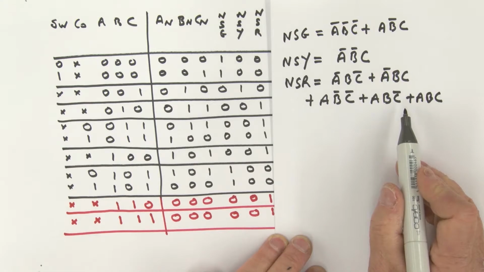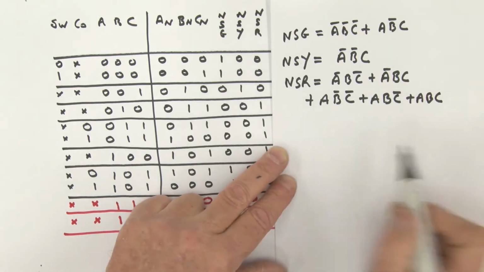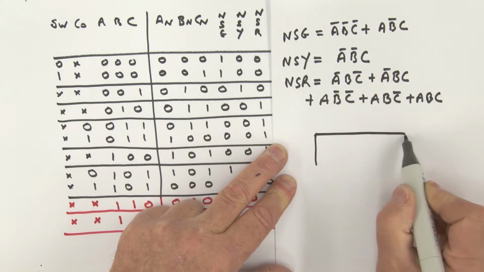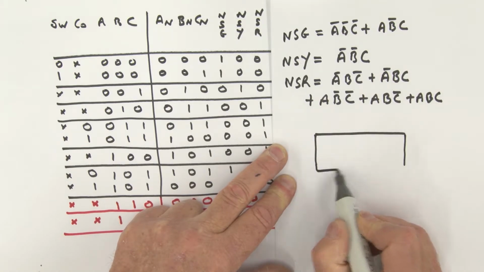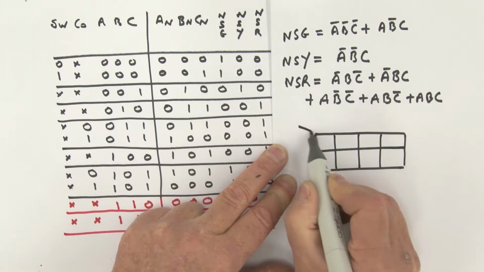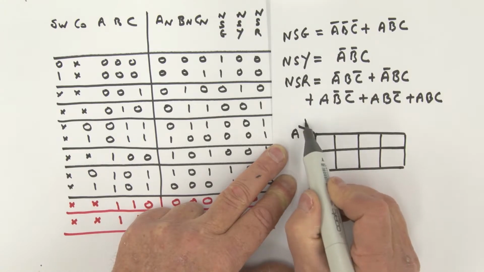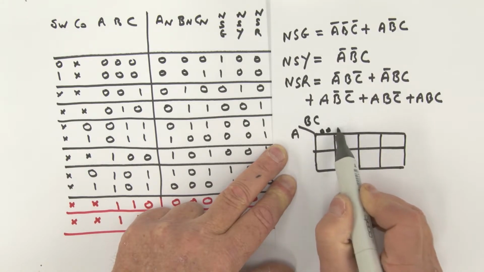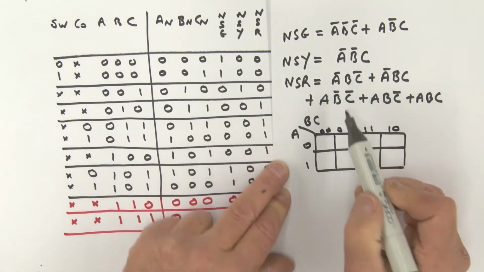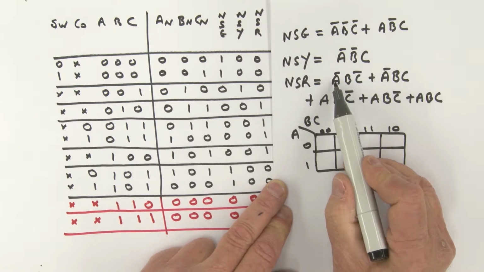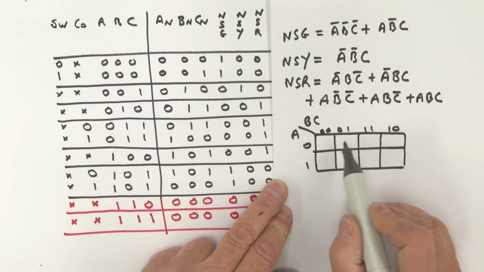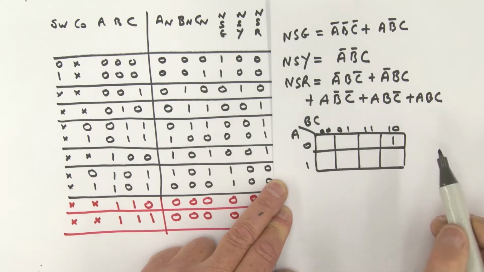Note there are three variables here, so let's give it a go and see if we can actually minimize that. I'm going to draw my 3-variable K-map. Here it is, and we'll plot that function. What have we got? We've got A, B, C, 0, 0, 0, 1, 1, 1, 1, 0, 0, and 1. Let's plot the terms. That's A bar, B, C bar. So I've got a 1 sitting here.